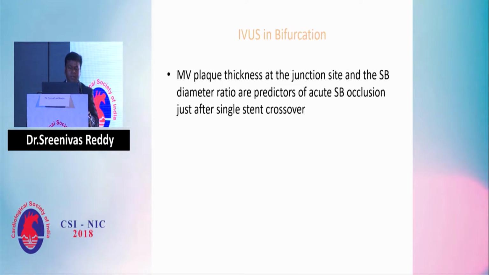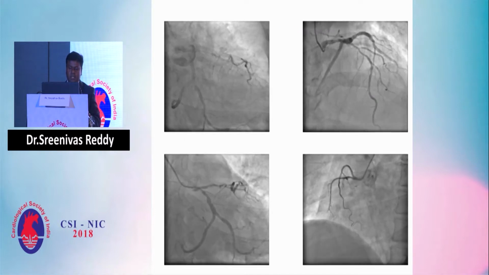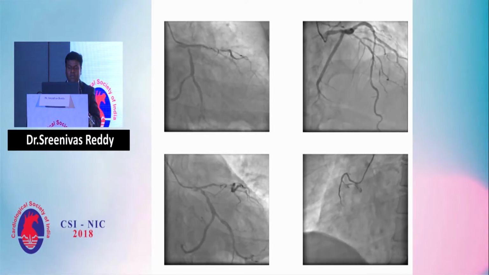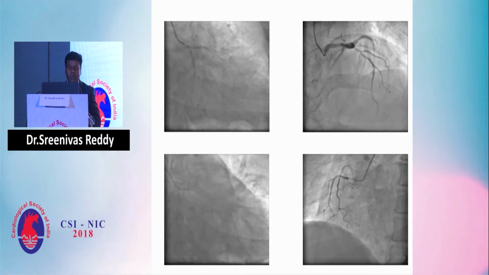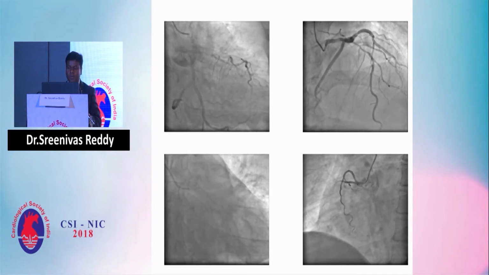Some parameters like main vessel plaque thickness and side branch diameter ratio are predictors of side branch occlusion if you are using a single stent crossover. And again, in the complex disease subset of left main bifurcation, this is a 58-year-old male patient, hypertensive, with unstable angina and low ejection fraction. So that's the disease. You have distal left main disease extending into the mid to distal LAD and ostial to proximal LCX disease. Left dominant circulation, and LVEF is low.